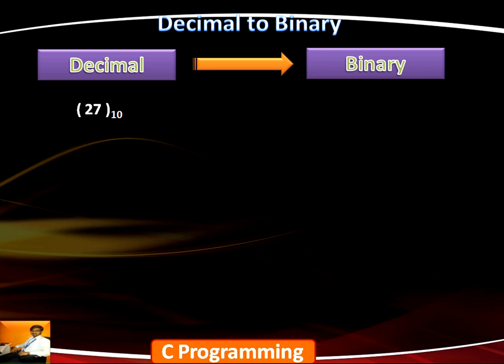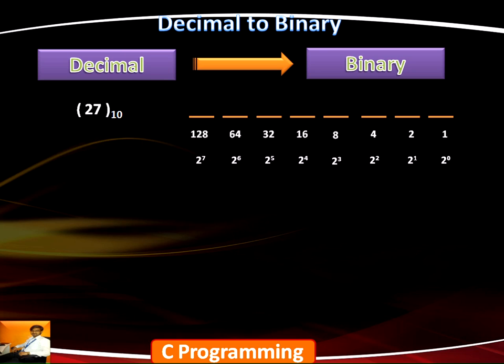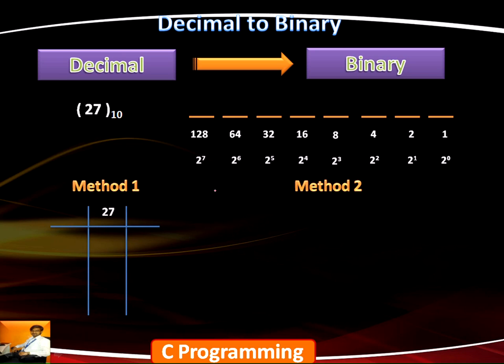So now let us consider an example. I have 27 to the base 10. This decimal number needs to be translated into binary. I have two methods. Let us go with method number 1. For this example, we have 27.